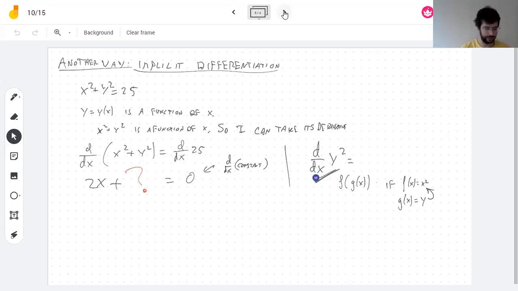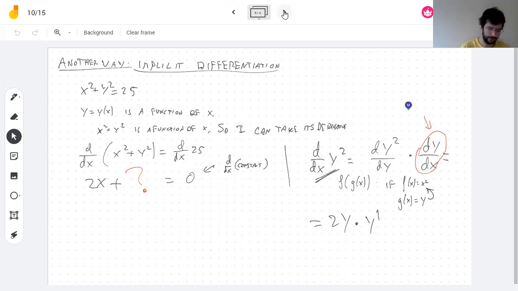So this means that, well, the outside here is 2y. I need to take the derivative of y squared with respect to y. Leibniz notation looks really good here. I need to take d y squared with respect to y, and then multiply by the derivative of the inside. And those two derivatives are easy. This one is the power rule. Well, easy. dy/dx is the thing I'm trying to find. So I don't know dy/dx. So I'm just going to leave it there.